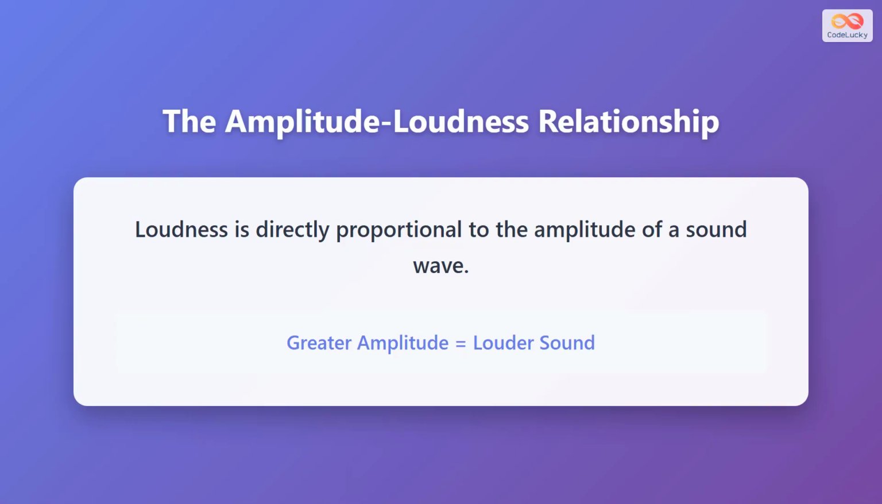Here's the core principle. Loudness is directly proportional to the amplitude of a sound wave. This means that when amplitude increases, loudness increases. When amplitude decreases, loudness decreases. Put simply, greater amplitude equals louder sound. This relationship explains why a gentle tap on a drum produces a soft sound while a hard strike produces a loud one. The harder strike creates vibrations with much larger amplitude.